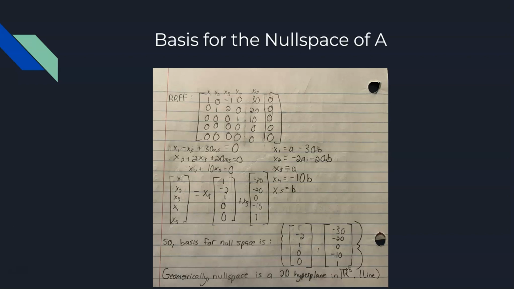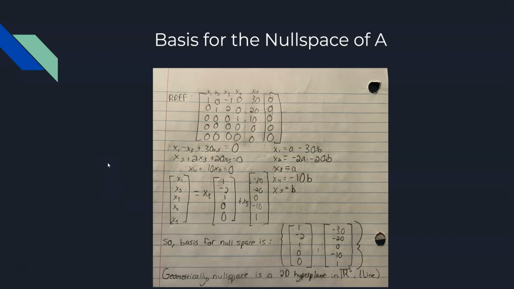The steps for going from the equations to the matrix equation is you pull the coefficients from A in each of these equations, and then that's what's multiplied by x3, and then you pull the coefficients from B, and that's what's multiplied by x5. So the basis for the null space is the first column being 1, -2, 1, 0, 0, and the last column being -30, -20, 0, -10, and 1. And that is from pulling the coefficients from x3 and x5 from the matrix equation shown.